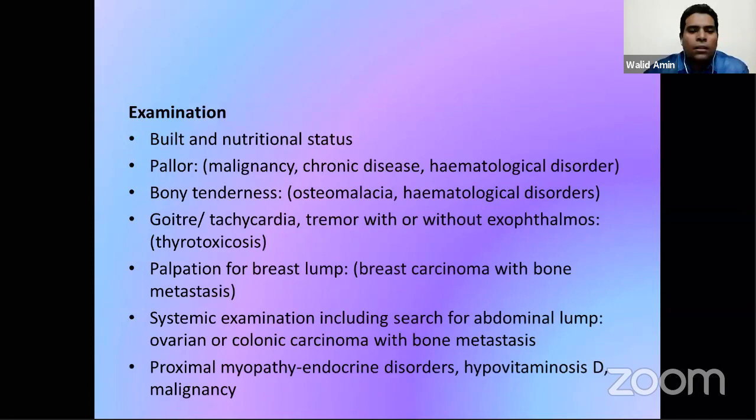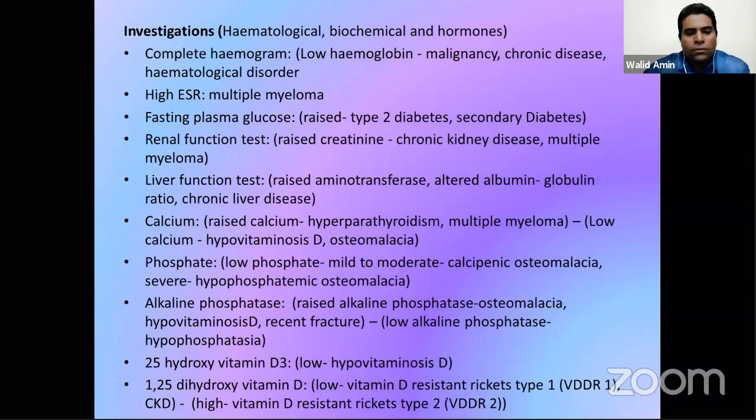And also we should know the causes that produce osteopenia, like osteoporosis, osteomalacia, hyperparathyroidism, renal osteodystrophy, Paget disease of bone, and myeloma. These are the most common causes of bone osteopenia. And to aid the diagnosis, of course, we need to do some radiological investigations.